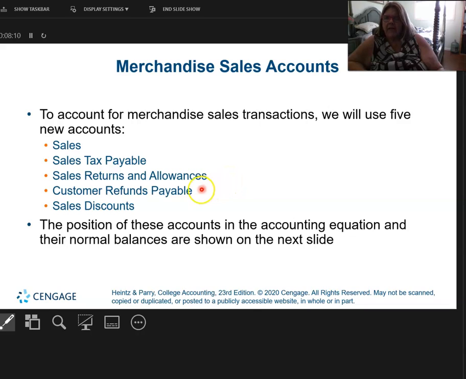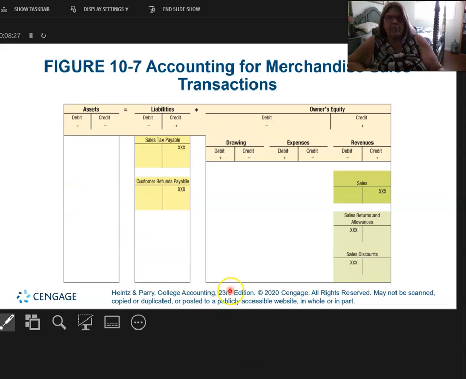Then I'm going to have an account called customer refunds payable. So this is money I owe customers. And finally, sales discount. And we'll talk about that. So sales returns and allowances, and sales discounts are all tied together under the same umbrella.